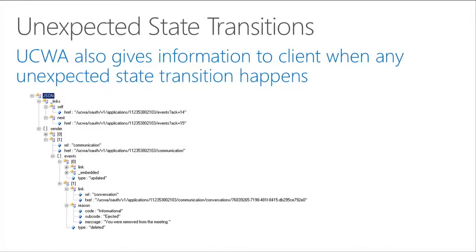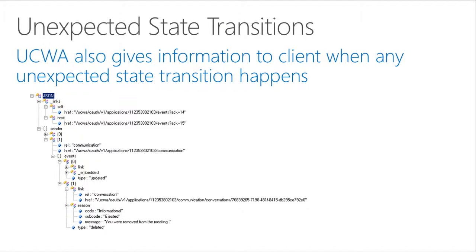The organizer is sitting around, you guys are having a chat in the conference, and the organizer kicks you out. So on the protocol side, all you're going to receive is a conversation disconnected event and a conversation deleted event. Now, typically, you don't know what that means. You don't know how it happened. But since it's an unexpected state transition, UCWA will give you information regarding what happened.